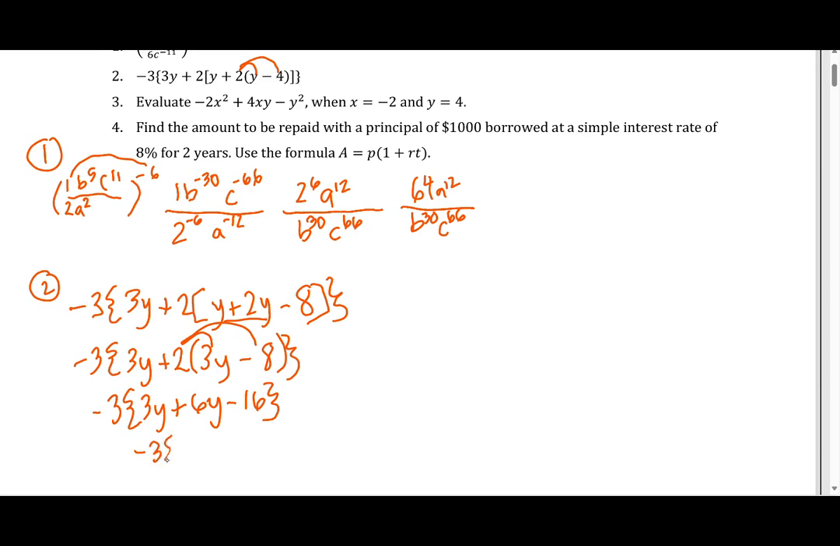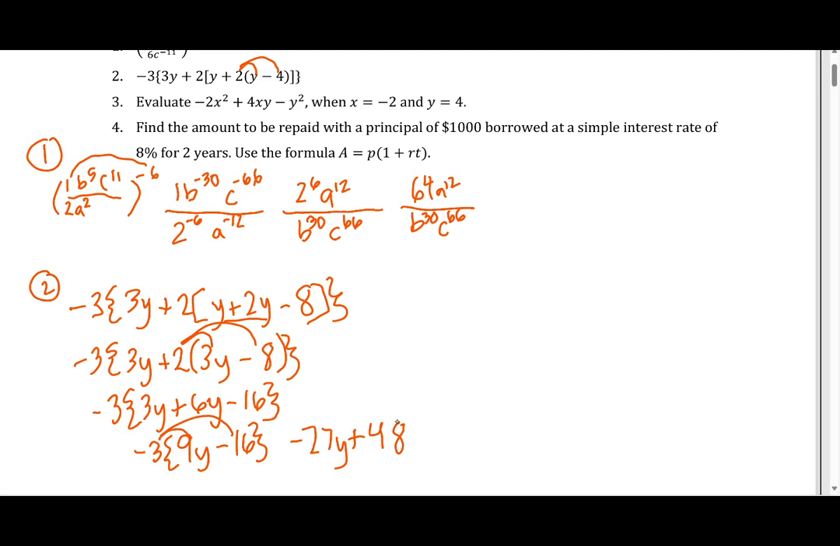Okay, so now we're back to combining. So we have 3y plus 6y is 9y minus 16. Very last step is we can distribute that negative 3, so we get negative 27y and positive 48. And those are not like terms, and so we can't combine them, and we're just done. Can't solve for y. That was number 2.